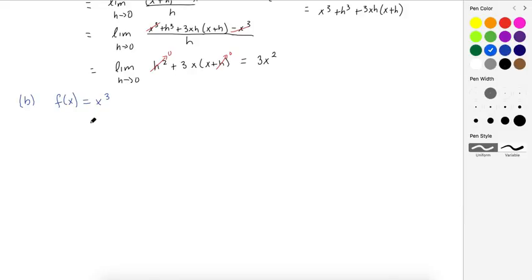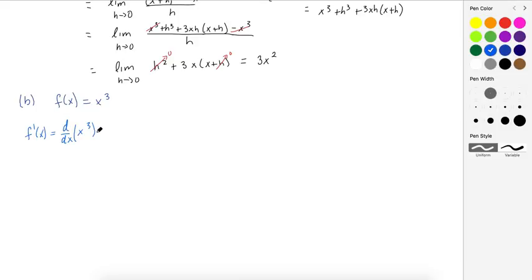Okay, so now let's look at this. What we're doing on this one is taking the derivative of the function. So the derivative with respect to x of x to the third. So we can find that using the definition of derivatives.